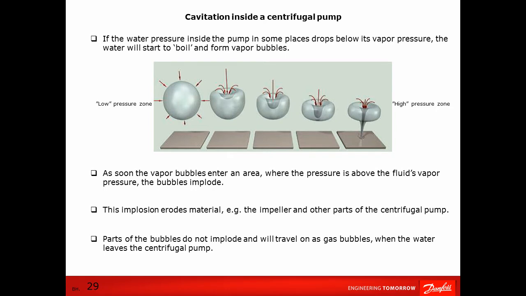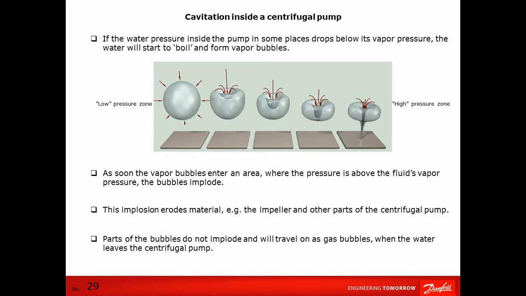Now it is time to take a closer look at the actual cavitation process. As soon as the liquid pressure inside the centrifugal pump crosses the vapor pressure curve, the liquid will change to gas. The gas bubbles will then travel inside the pump until they enter a zone with higher pressure. When the gas bubbles enter the high pressure zone, the bubbles start to implode. The implosion generates a jet with a force of several thousand bar, which will erode material from the internal parts of the pump. Especially the impellers of the centrifugal pump are exposed to cavitation and should be inspected carefully.